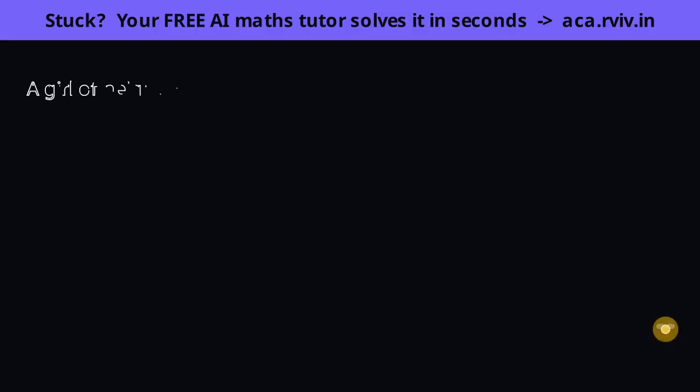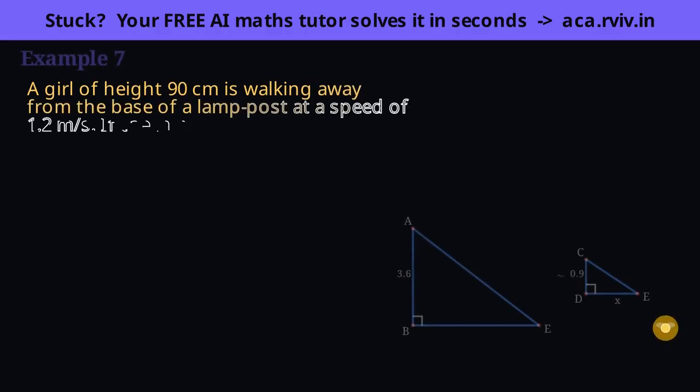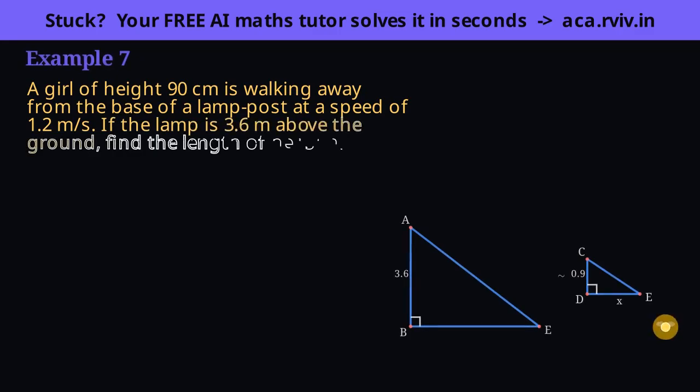This is similarity doing real-world measurement. The straight ray of light from lamp to shadow tip is a shared slanted side, and it nests two triangles inside each other. That's the secret to finding a length we could never reach with a ruler.